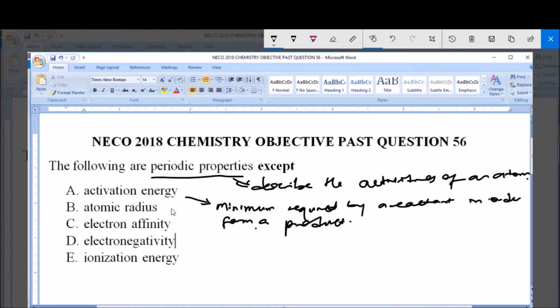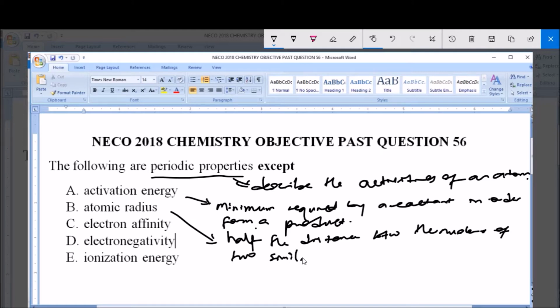But now looking at option B, atomic radius. Atomic radius can simply be defined as half the distance between the nucleus of two atoms. That is, half the distance between the nucleus of two similar atoms. Let's say, for instance, we have two atoms like this and another atom like this, and this is the nucleus of this atom. Now this is the distance between these two nuclei. Now half this distance is what we call the atomic radius.